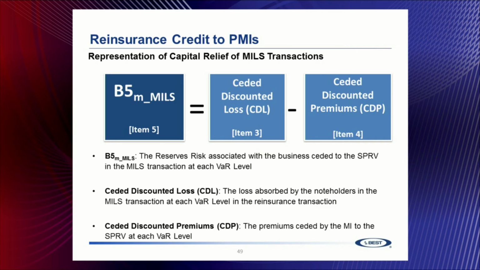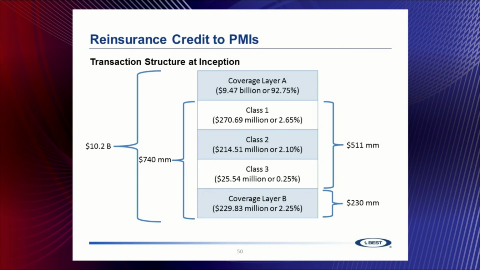This is a representation of what we just discussed. On the right-hand side, you have the ceded discounted loss, which is CDL, which is effectively the loss absorbed by the note holders in the Mills transaction at each VAR level in the reinsurance transaction. We have to subtract from that the premium ceded by the MI to the SPRV at each VAR level. And the difference of those two gives you B5M Mills, which is the reserves risk associated with the business ceded to the SPRV in the Mills transaction at each VAR level. So that is what we're trying to solve for, B5M Mills.